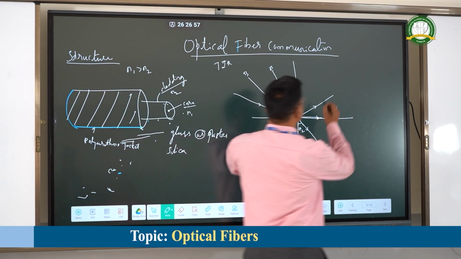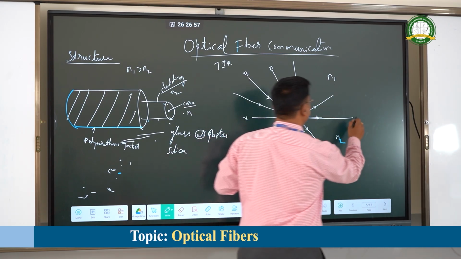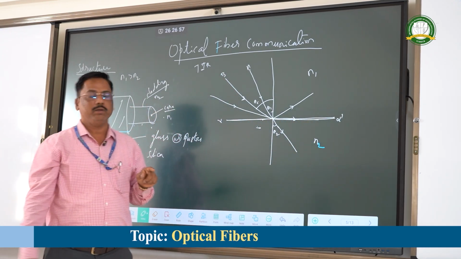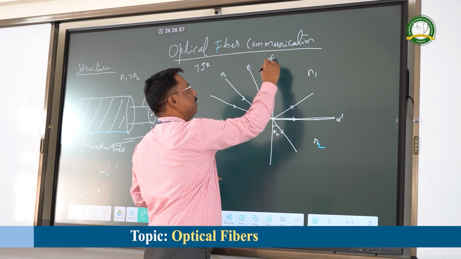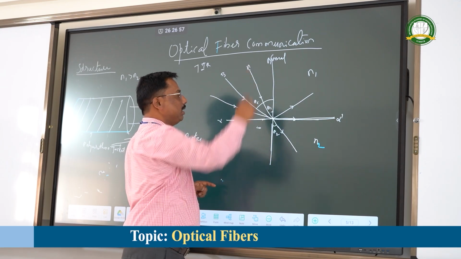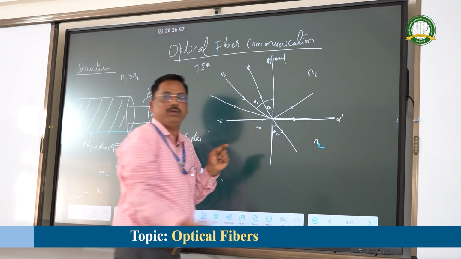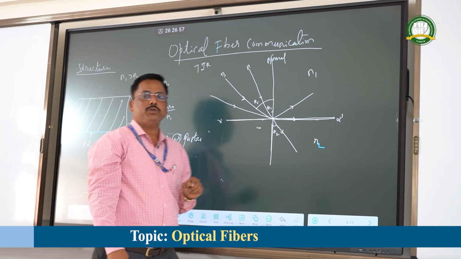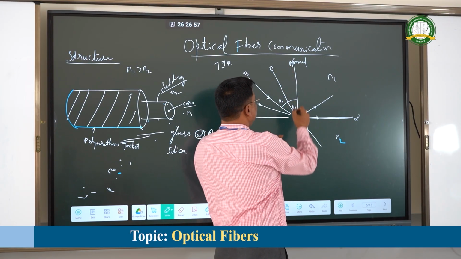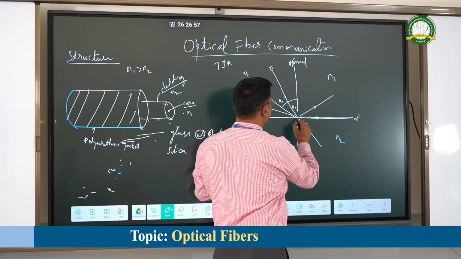Suppose you consider two mediums with the refractive indices N1 and N2. XX' is the separation between the two mediums, and this vertical line is called the normal. This is the intersection between the two mediums, with refractive index N1 and refractive index N2. Suppose I consider a ray A which falls here between A and O.